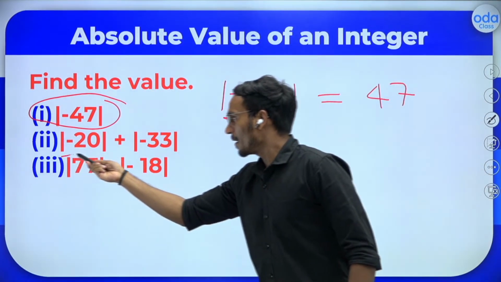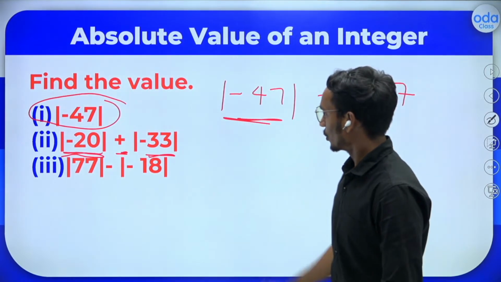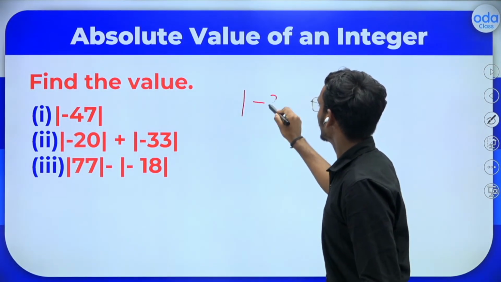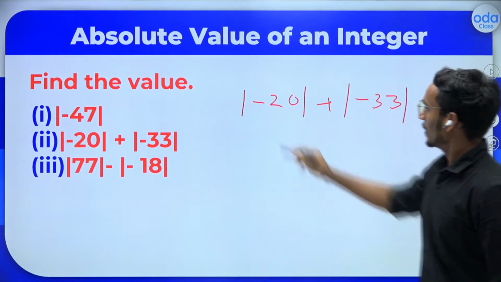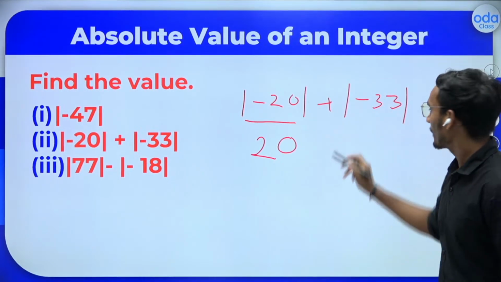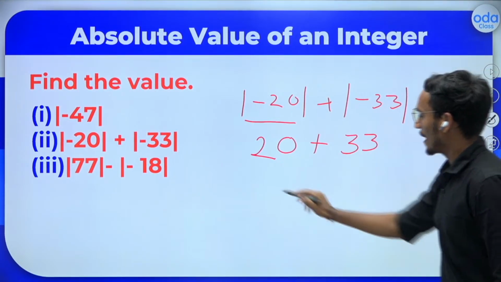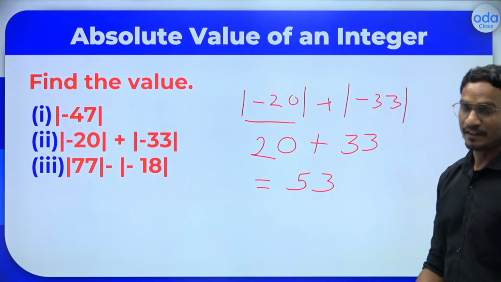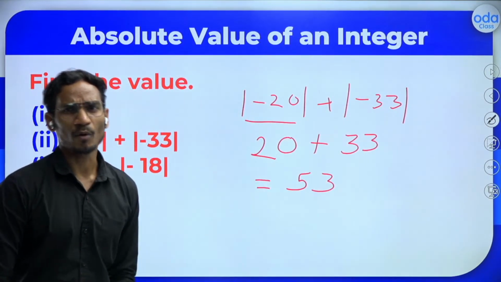Now let's solve this question. Absolute value of -20 plus absolute value of -33. So first of all, we will try to find out their values. Absolute value of -20, forget the sign. It is only 20, only the numerical part. Plus absolute value of -33 will be 33. So the answer of 20 plus 33: 0 plus 3 is 3, 2 plus 3 is 5. Answer is 53. Understood, kids? I think pretty much clear. There is no rocket science in this, it is very easy.